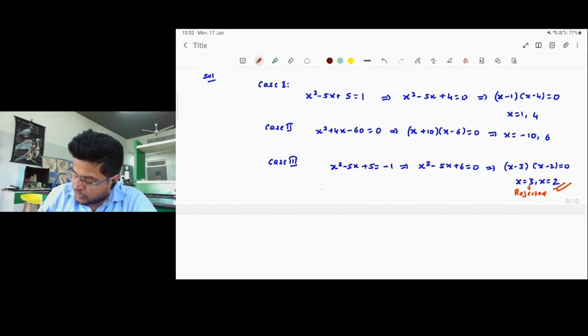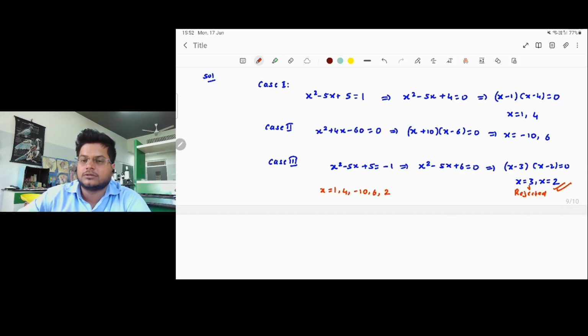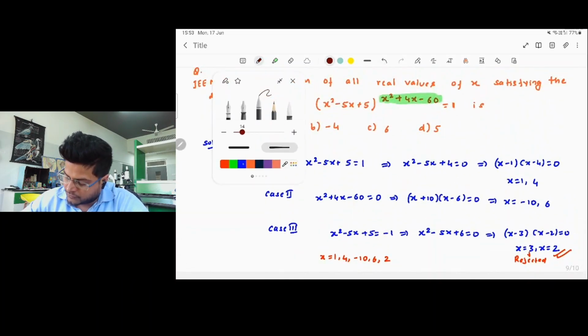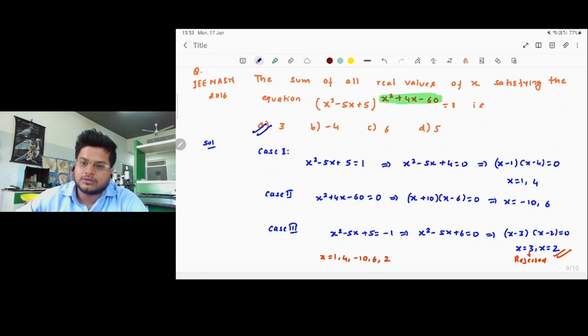So what are the solutions you got? You got x equals 1, 4, minus 10, 6 and 2. So 4 plus 1 is 5, 5 plus 2 is 7, 7 plus 6 is 13, minus 10 will give you 3 as the answer. So the correct answer for this question is 3. I hope you are clear on this.